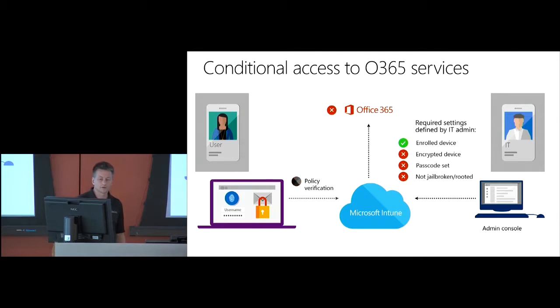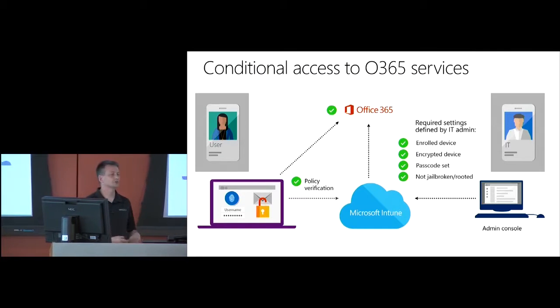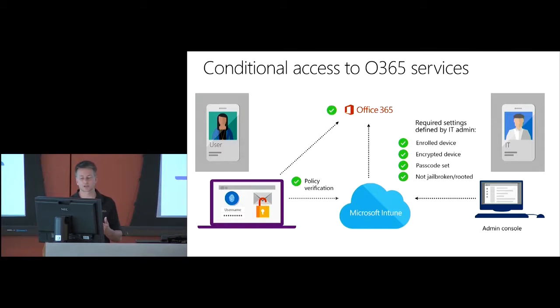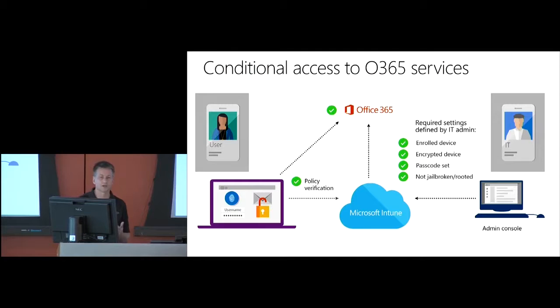Okay, the user is then going to enroll. As part of that enrollment process, there's a series of security policies that are going to come down. That device is then going to be encrypted. The user is going to set a passcode. We'll give them a guided experience to do that, and we'll make sure that that device is not jailbroken. Then they'll have access to O365.